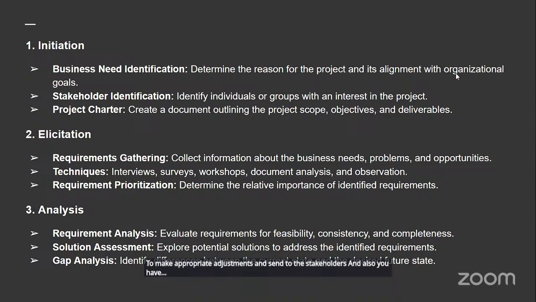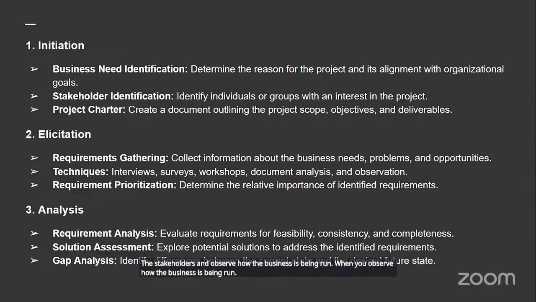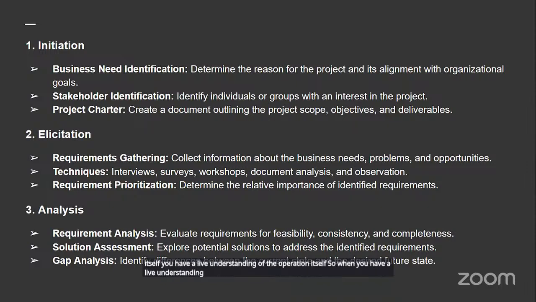And also, you have observation. Under observation, you sit with the stakeholders and observe how the business is being run. Through that, you'll be able to have a live understanding of the operation itself. When you have a live understanding of the operation, then you'll be able to know where the issues are and how to make adjustments.